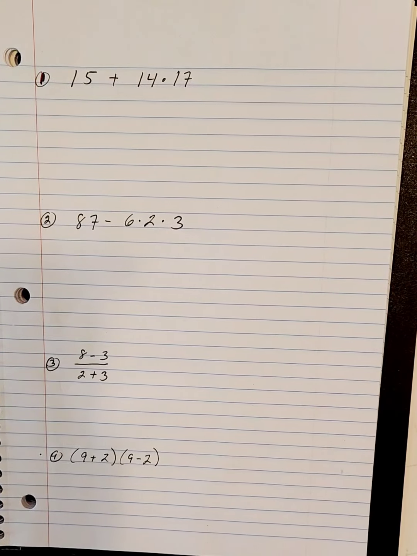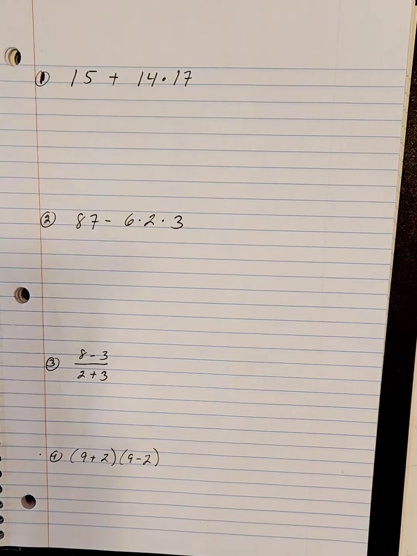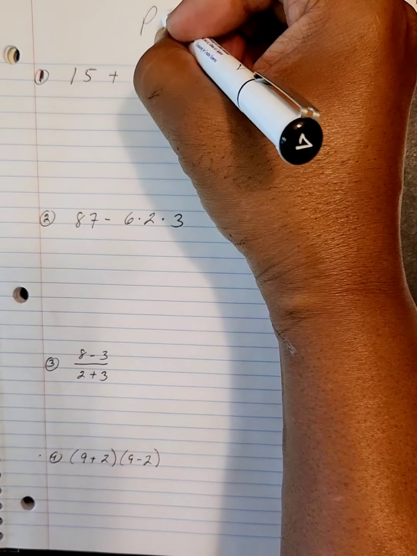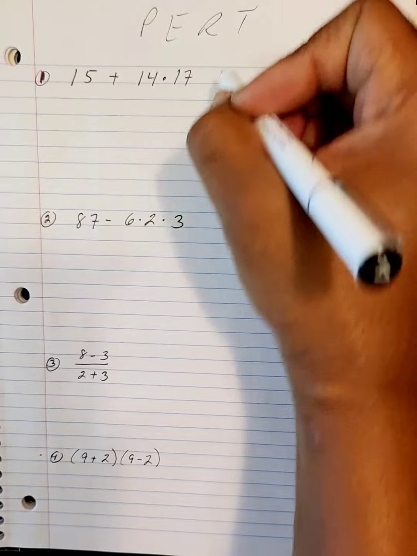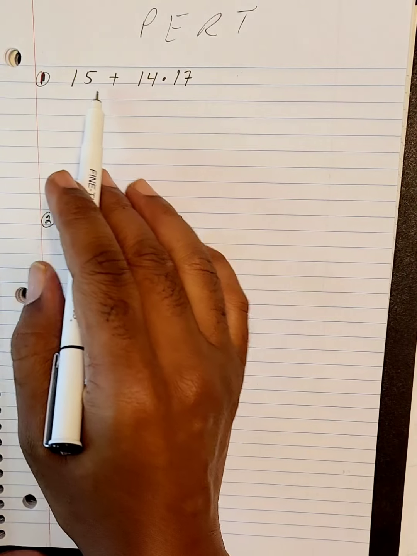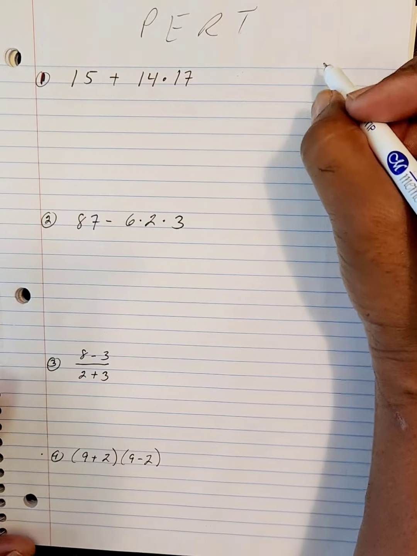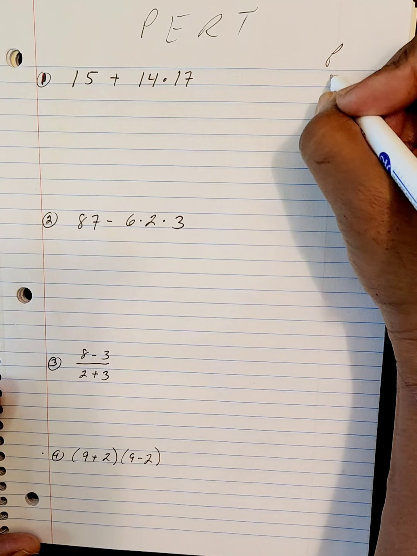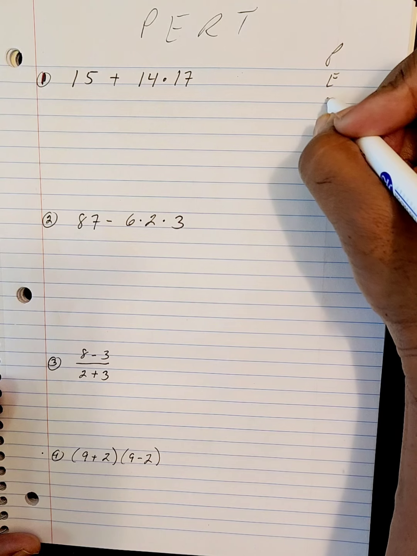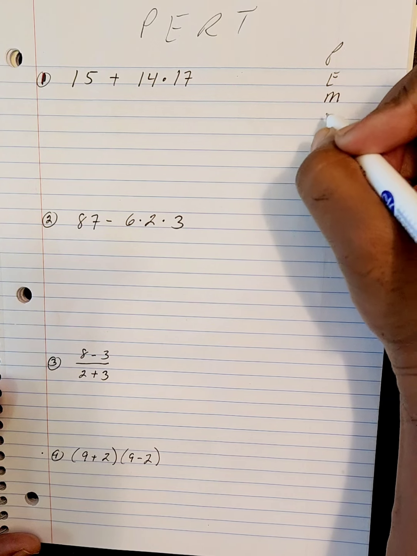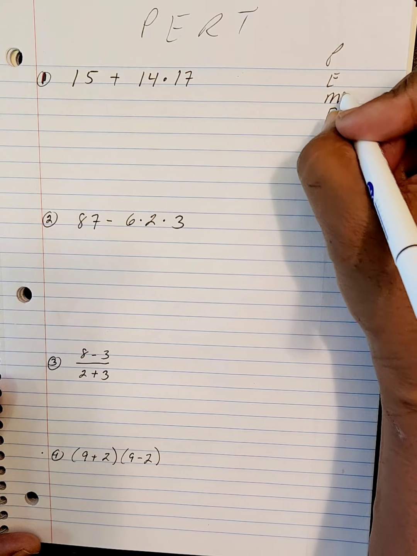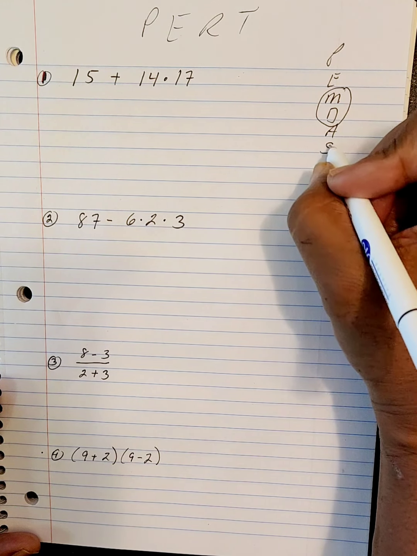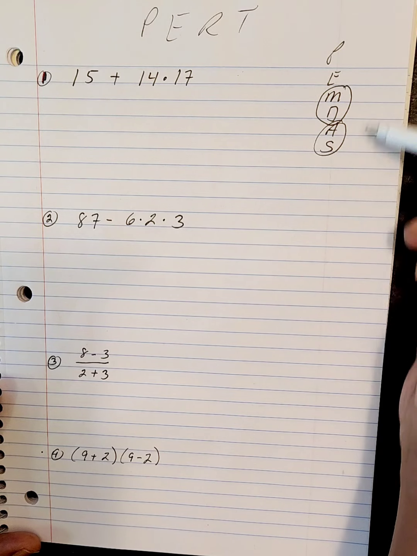Okay, we are preparing for the problems on the PERT test. And so, the first problem here, you have adding and multiplication. The order that we do is PEMDAS. So we do parentheses first, then we look for exponents, then we look for multiplication and division. We look for both of these together. Then we look for adding, and then we look for subtraction. Okay, we do it in this order.